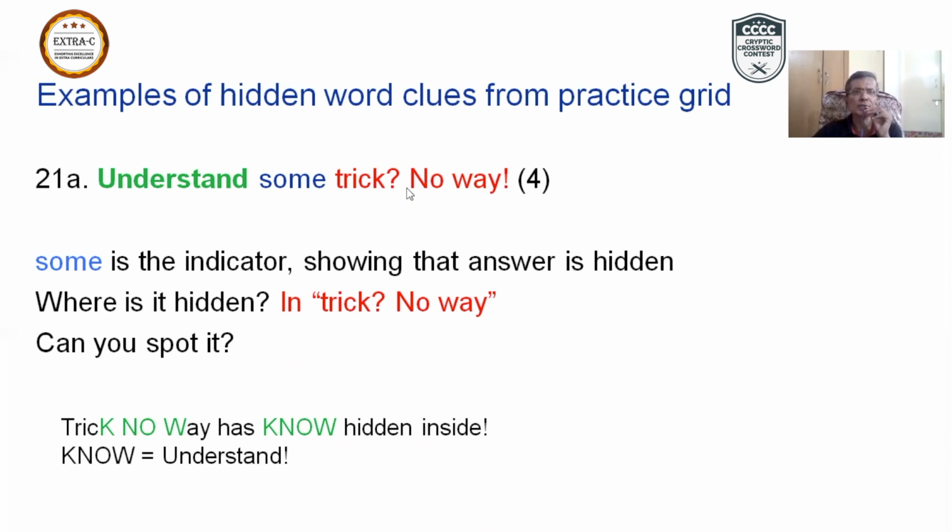How? Can you spot it? If you look at the letters of trick, no way, you will see in the middle, you have K, N, O, W. If you put it together, what do you get? You get know, which means to understand. So it's so simple, the answer is actually hidden inside the clue itself. That's an example of a hidden word clue.